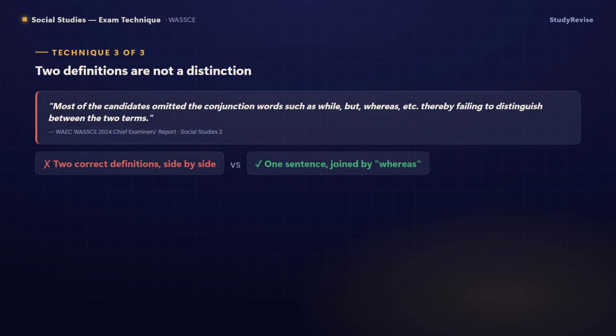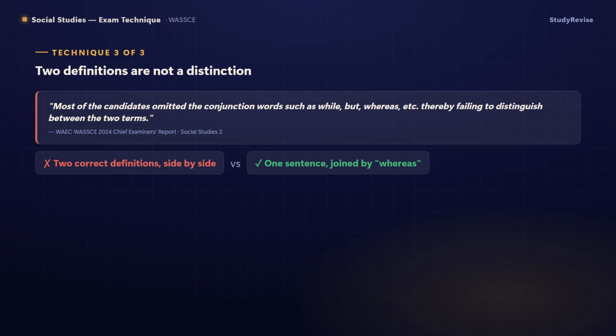Technique 3, and it is the subtlest of the 3. When a question says distinguish, that single word is doing real work. A real question asked candidates to distinguish political independence from economic independence. Most candidates explained each one correctly, entirely on its own. WAEC's own finding: most candidates omitted the conjunction words, while, but, whereas, and by leaving them out, failed to actually distinguish the 2 terms, even though both explanations alone were accurate.